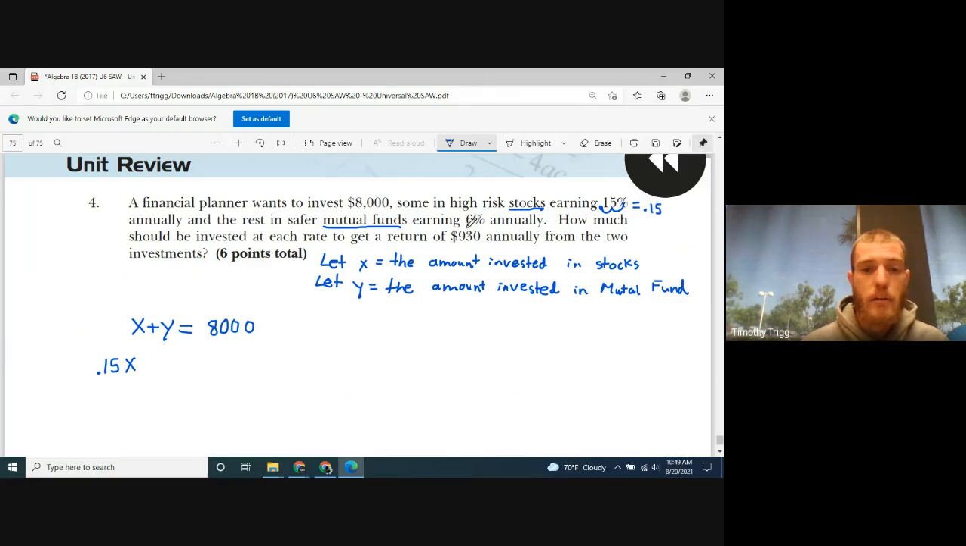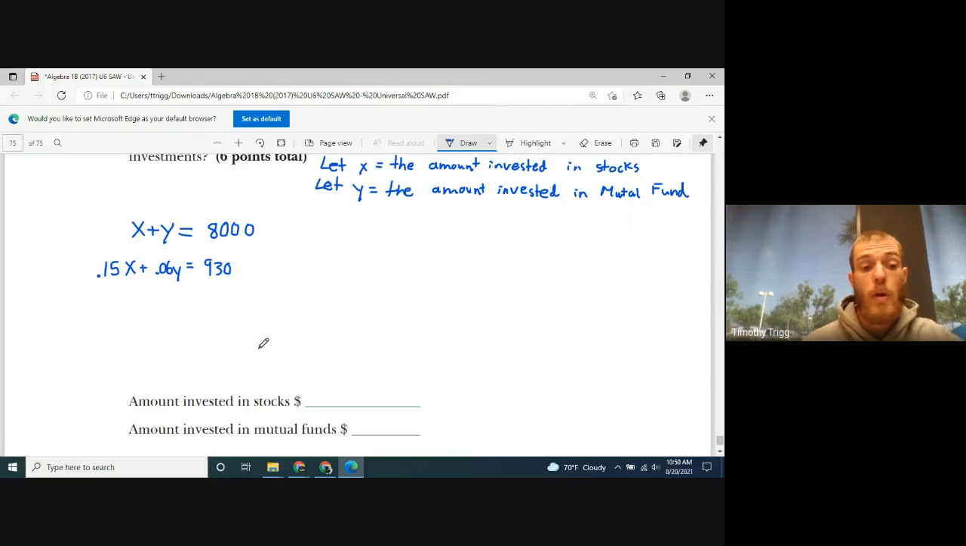Now for the second equation, for the second variable, y is the amount invested in the mutual fund. In this case, he earns 6% for the mutual fund investment. So to change that to a decimal, again, you move the percentage over twice. That's 0.06y equals, and then the amount he gets from his investments is 930. Like that. So these are your two equations.